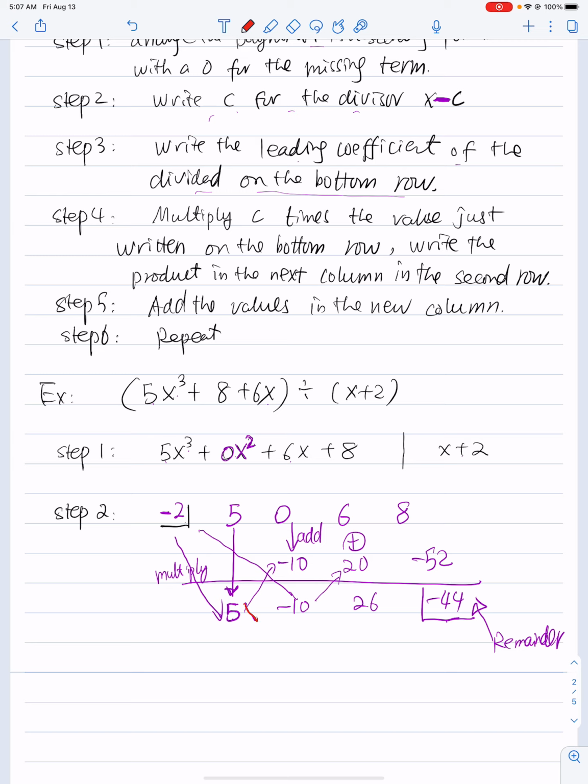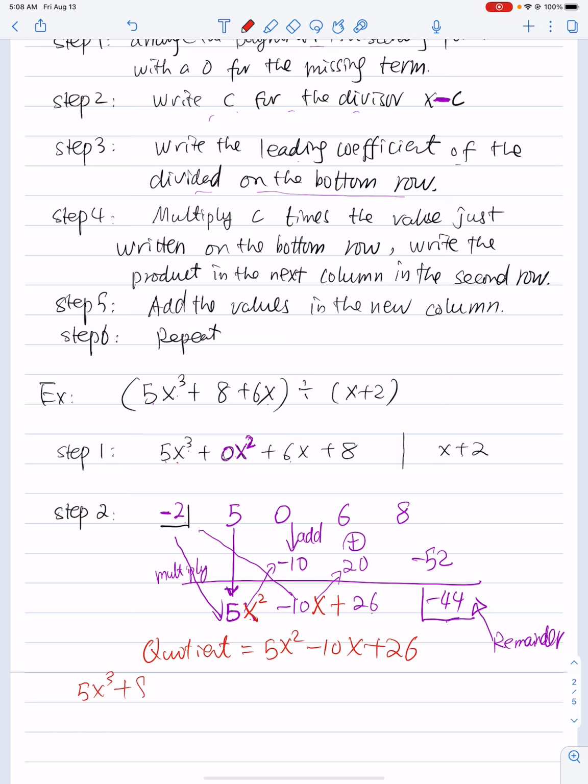So it will be what? 5x squared. So x cubed, it will be x. It's always 1 power down here. Then the next term will be what? X. The next term will be what? Constant. So the quotient is what? 5x squared minus 10x plus what? 26.